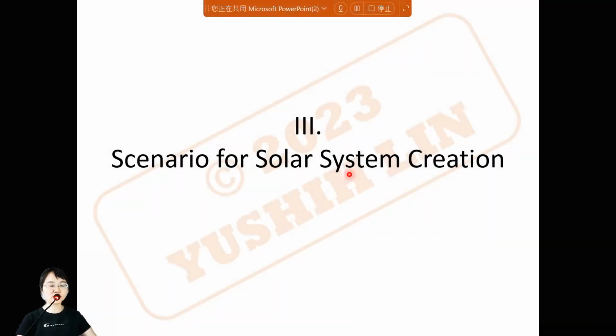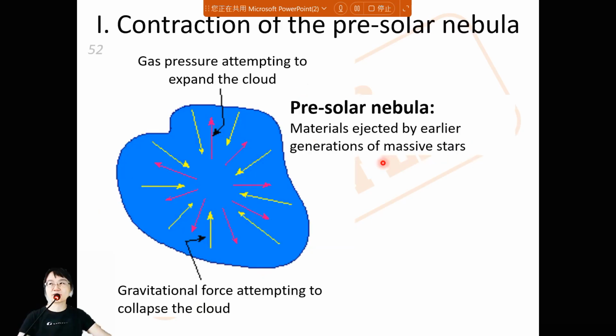Let's talk about the final part of today's lecture, the scenario for solar system creation. This is what scientists believe about how the solar system was created. At the beginning, there was the so-called presolar nebula. Presolar nebula is material ejected from earlier generations of massive stars.